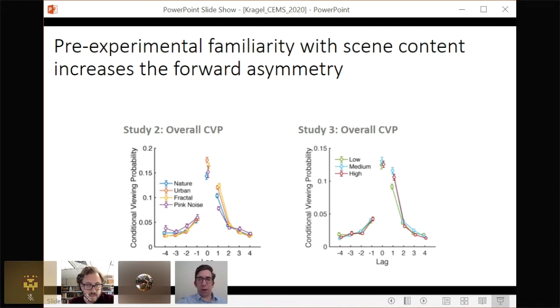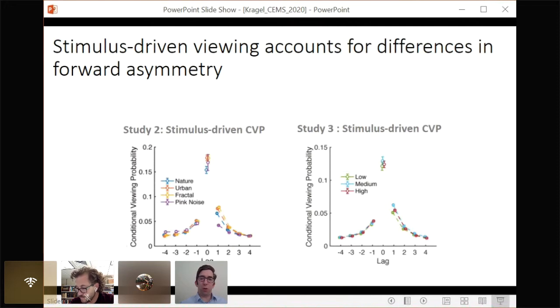Here it is broken down by the individual category types, both for study 2, and then there's not so much going on for study 3. But you can see that for pink noise categories, you're almost symmetrical in your tendency to reinstate things in the forward-going direction, which indicates that your pre-experimental knowledge might be important for allowing you to reinstate these trajectories. We next looked at how much of this was due to stimulus-driven viewing effects.